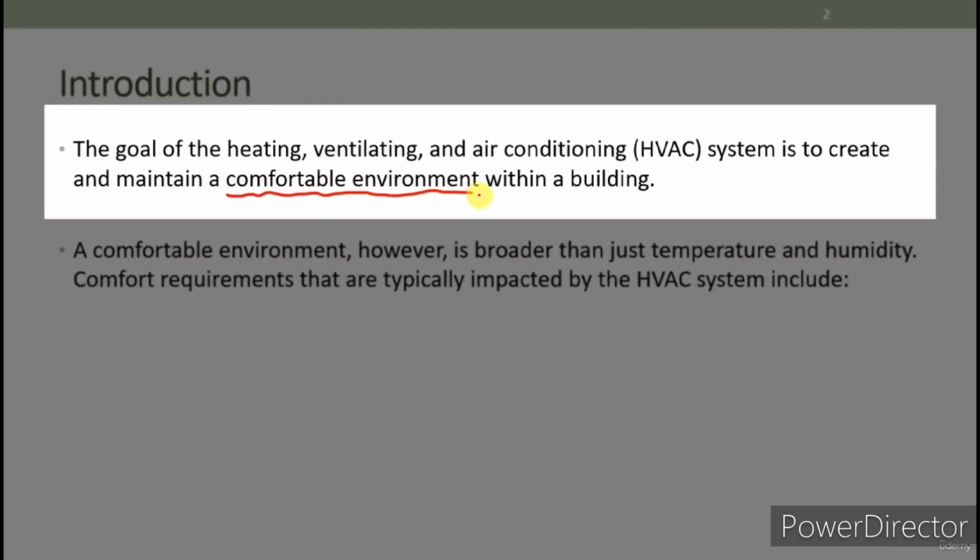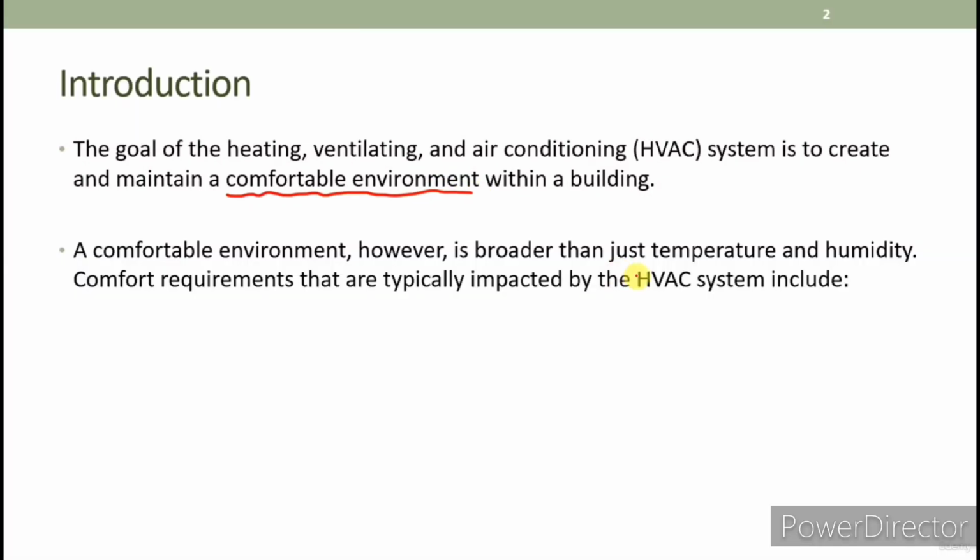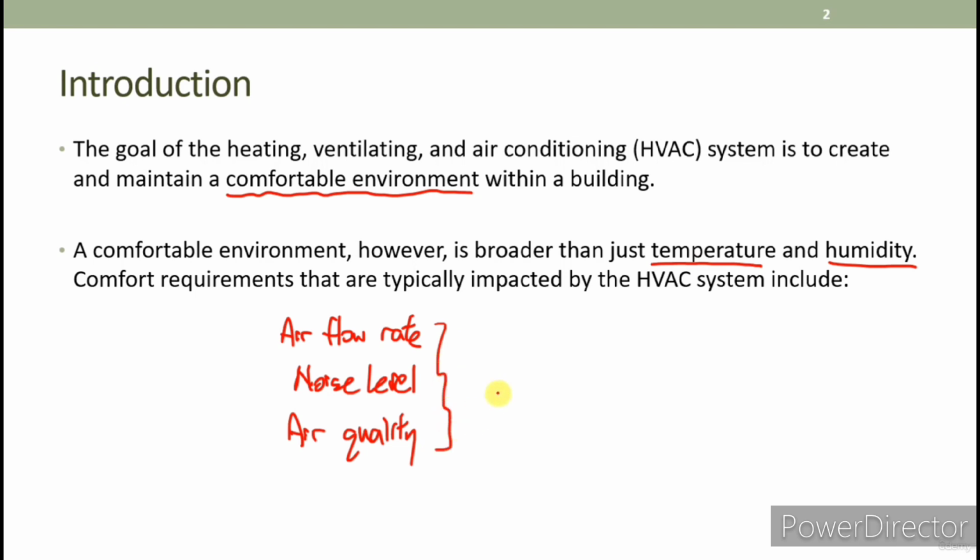environment for occupants, especially thermal comfort. When we talk about thermal comfort, temperature and humidity always come to our mind, but it is more than that. It also includes the airflow rate, the noise level of air coming out from the diffuser, and the air quality such as carbon dioxide or oxygen level. All these are taken care by the HVAC air distribution system.